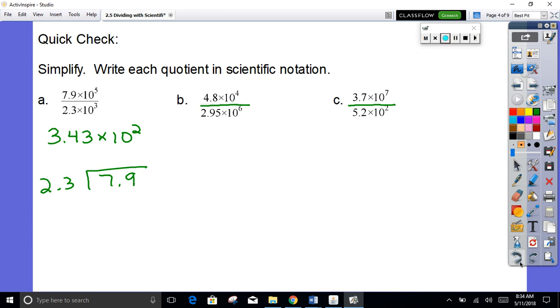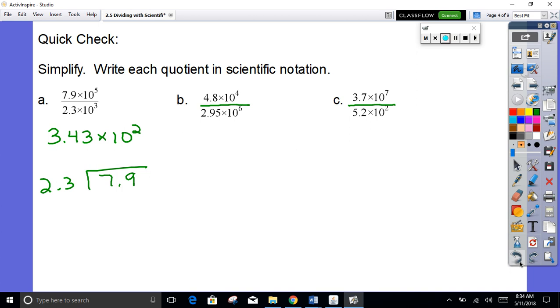Okay, letter B. McKenna, I got 1.6 times 10 to the negative... Times 10 to what? Negative second. Yes, that's correct. Anybody get it to the nearest hundredth? Adria? 1.63. I got 1.06. Jake, what did you get? I got 1.62. Yeah, I have 1.62.